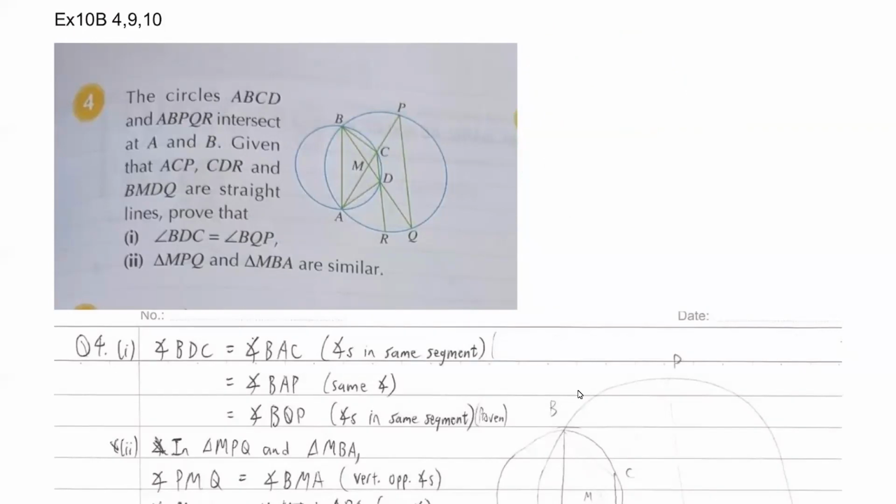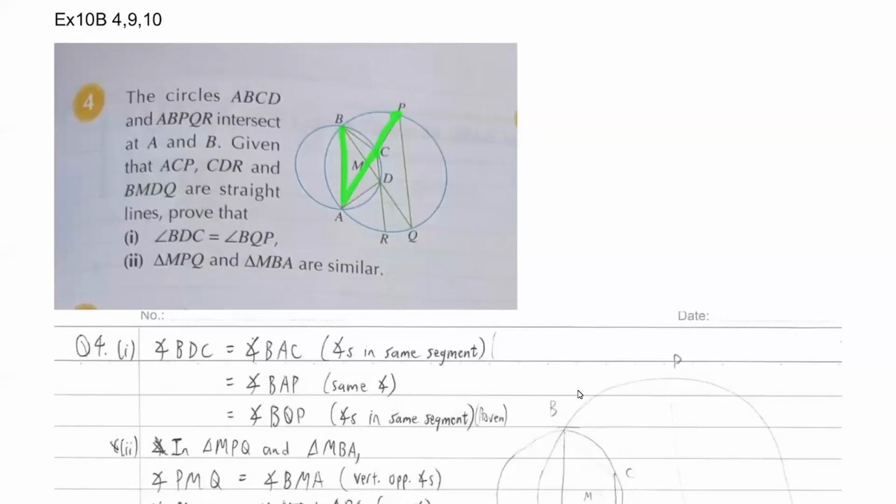So what you need to do is to first say that angle BDC is the same as angle BAC. Can you see that inside the small circle? Yeah. This is because of angles in the same segment. Once you have BAC, then you can realize this is actually the same as angle BAP, because ACP is a straight line. So angle BAC and BAP must be the same.